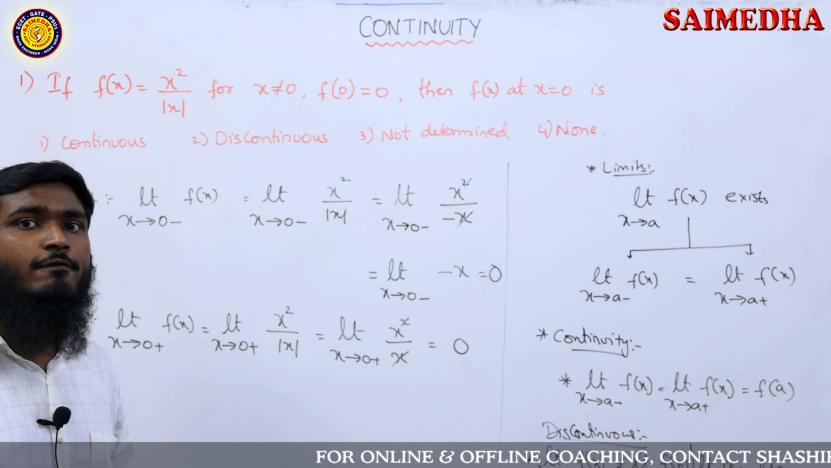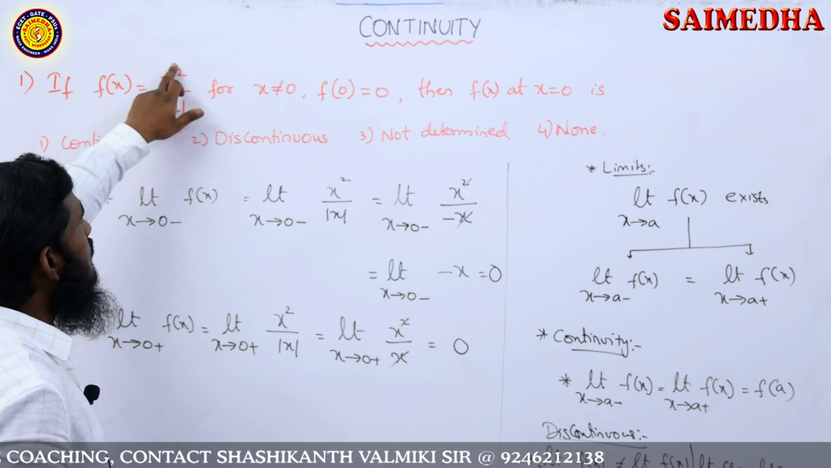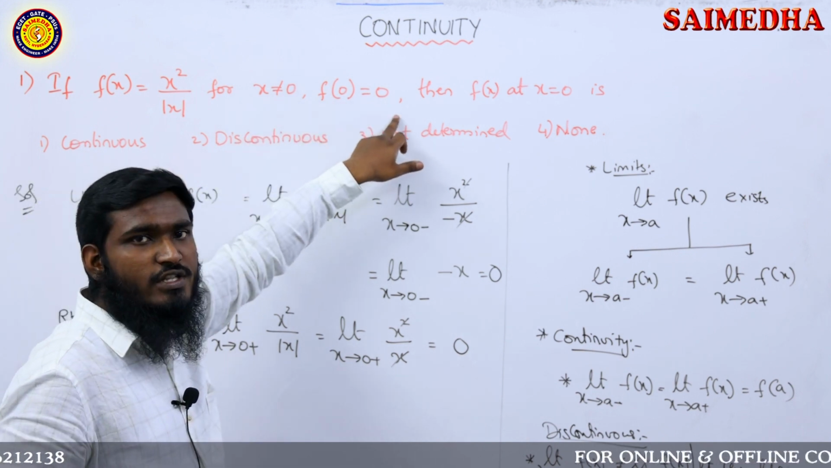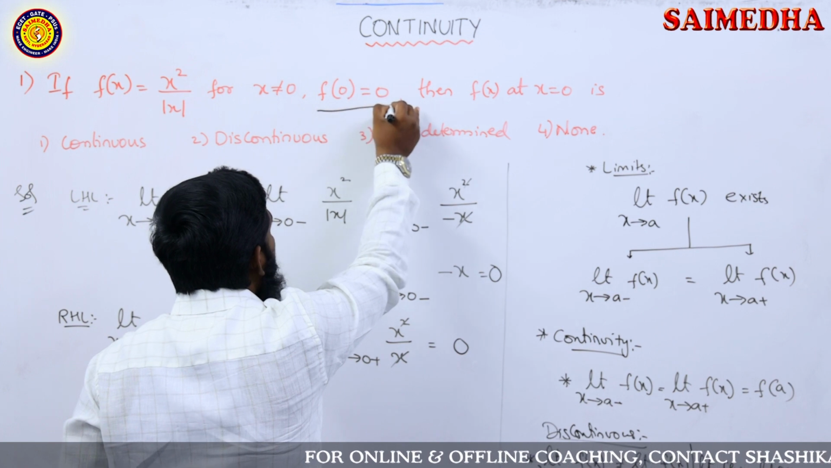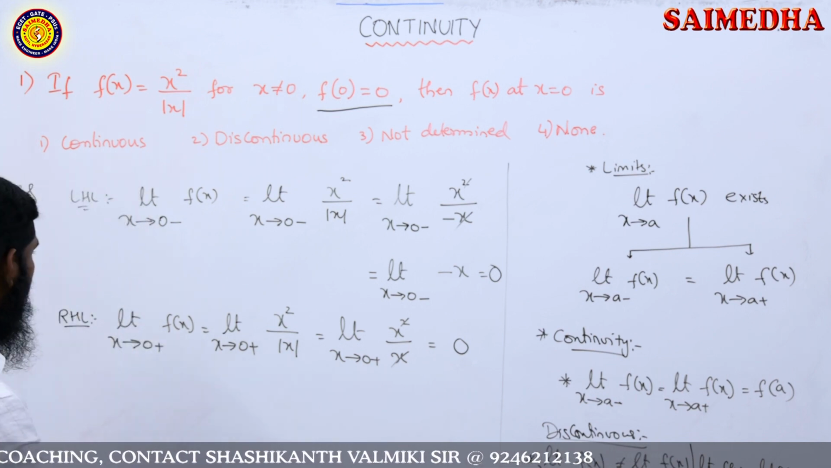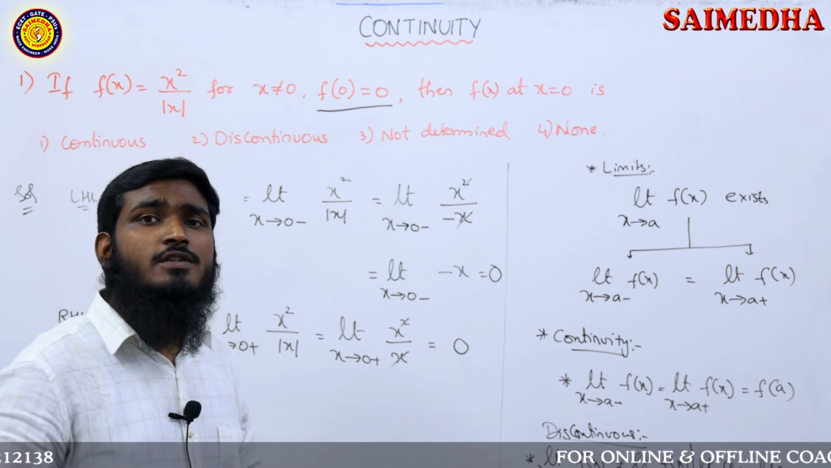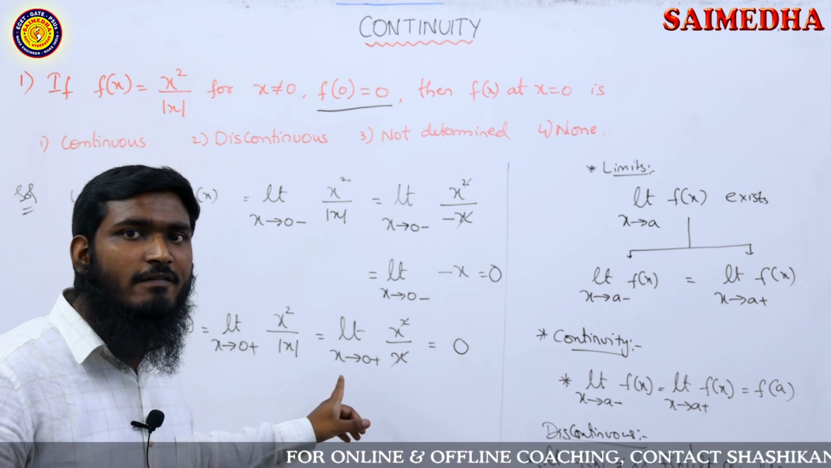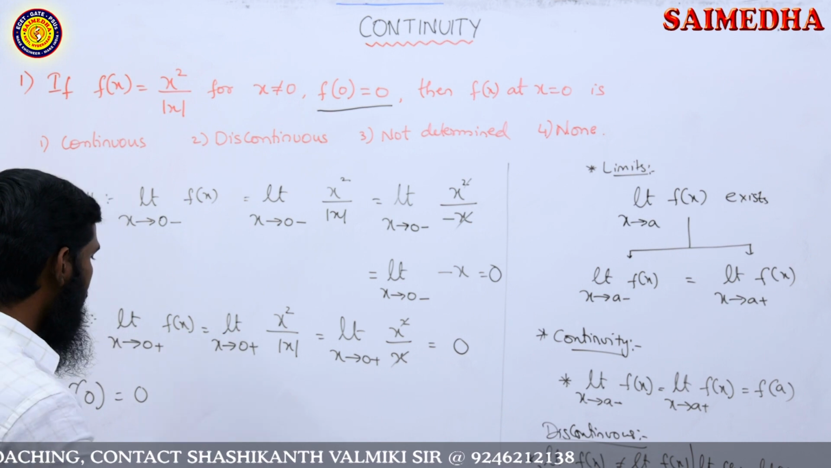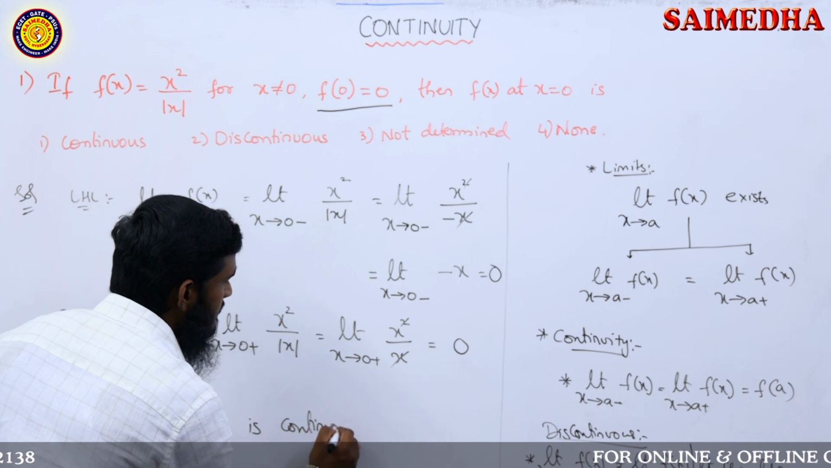Now what we have to find? We have to find the function value, or value of the function. So read the question carefully. F of x is equal to x square divided by mod x for x not equal to 0, f of 0 equals 0. Already the value of the function is given, which is f of 0 equal to 0. So when LHL value is equal to RHL value is equal to the value of the function, then what we can say, it is a continuous function. So therefore it is a continuous function.